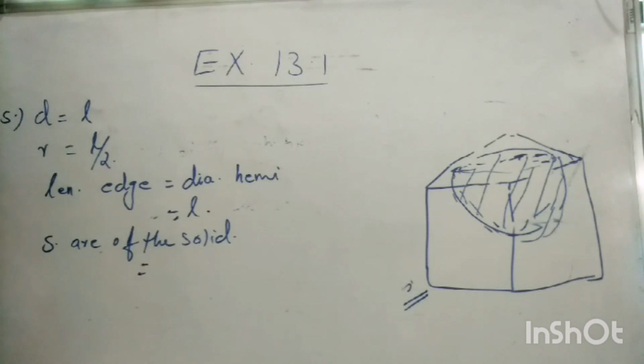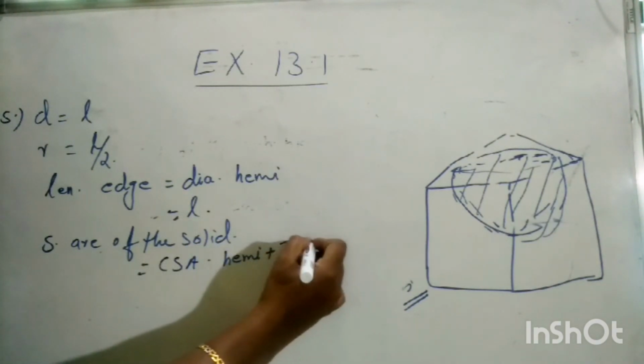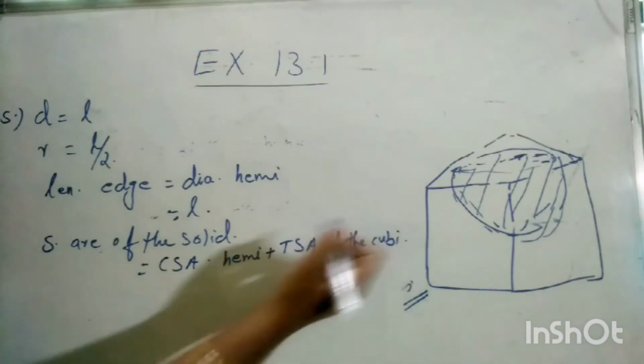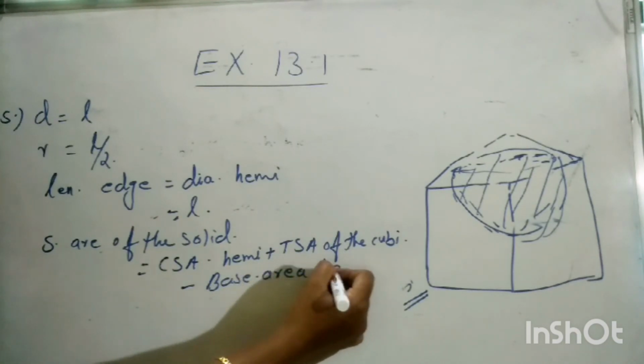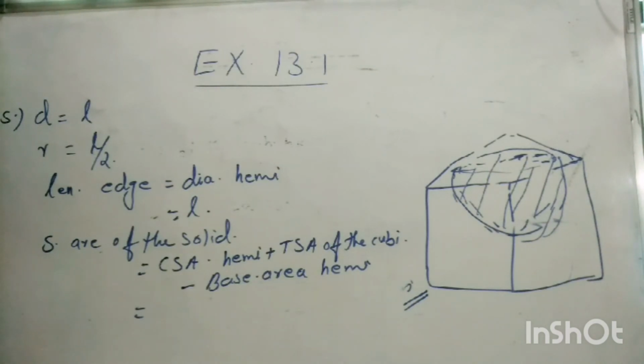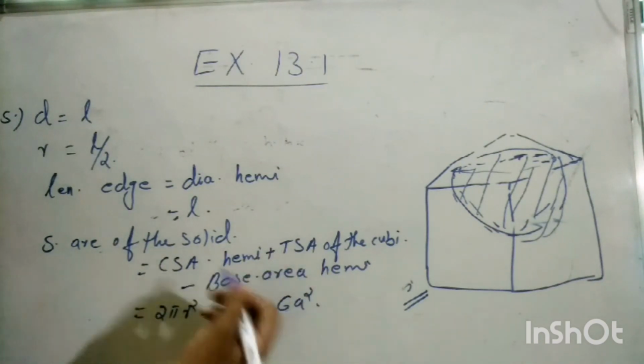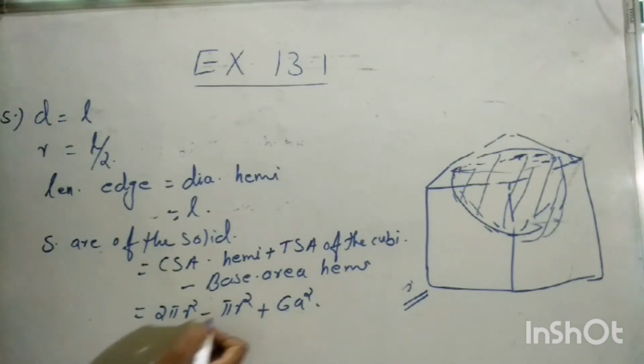So the surface area of the remaining solid is equal to the curved surface area of the hemisphere plus the total surface area of the cubical block, minus the base area of the hemisphere. This is equal to CSA of the hemisphere, that is 2 pi r square, minus the base area, that is pi r square, plus TSA of the cubical block, that is 6a square, and here the value of a is L. So 2 pi r square minus pi r square is pi r square, plus 6a square we will have.